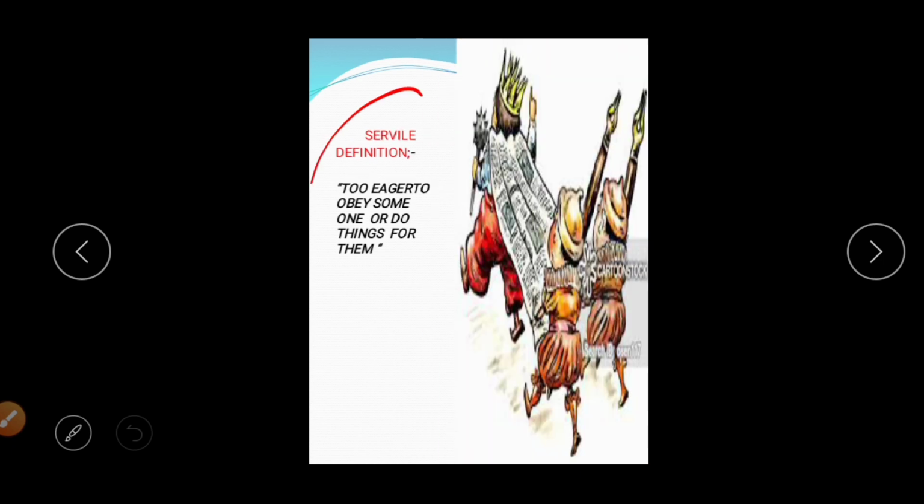And the third one, servile. Here see the picture, the meaning of servile: too eager to obey someone or do things for him. In this case, she has shown this character. Please observe the PPT narration. When I completed my LLB, my parents forced me to get married. I just followed my parents' words only. This is the servile nature, and here the taint of indecisive nature also comes.